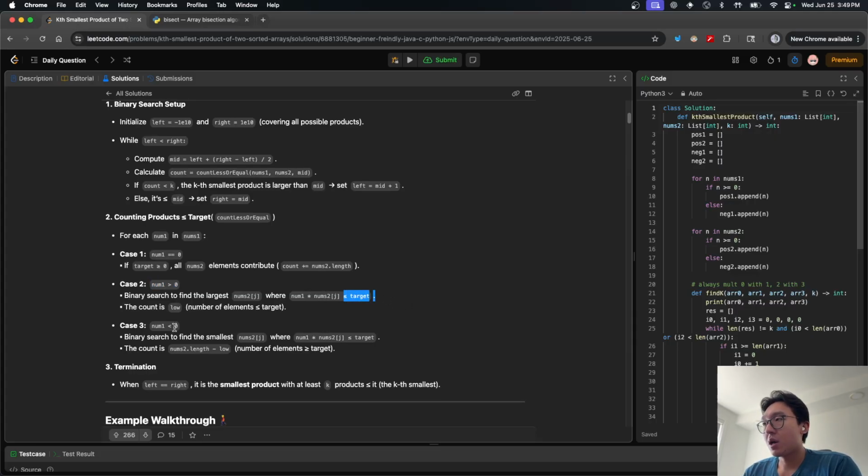But if the number is less than zero, this is negative, then we want to find the left of the number that multiplies giving the target. Boom, everything's right. Oh my gosh, dude.